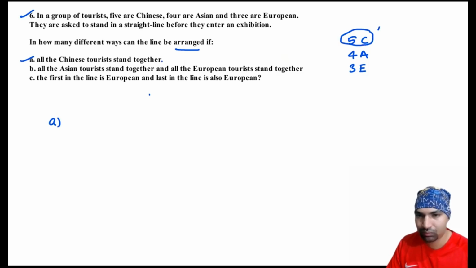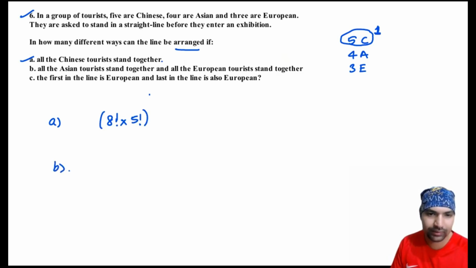Okay, so A, all the Chinese, they stand together. That means this is one group together, right? So 4 plus 3 is 7, 7 plus 1 group is total 8. So they can be arranged in 8 different ways. 8 different objects can be arranged in 8 factorial ways, multiplied by 5 Chinese can themselves be arranged in 5 factorial ways. So that's the answer for the first one. Okay, I hope you're getting this.